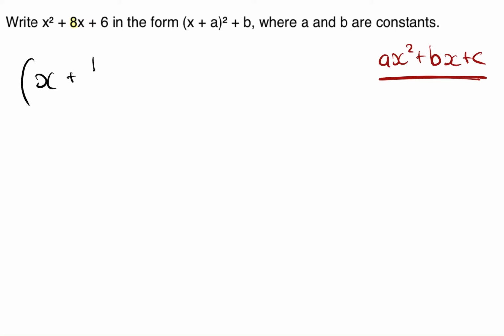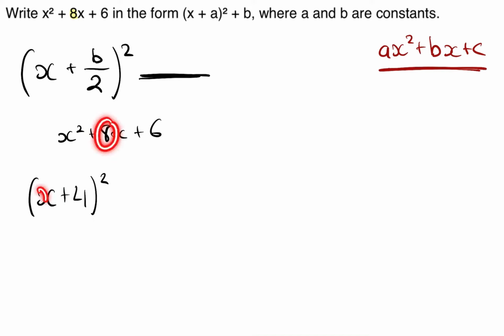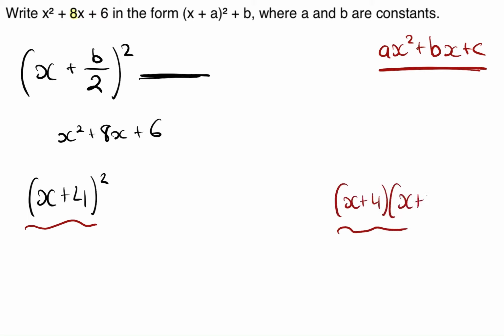We take our b value and we half it, and then we square the value, and then here we're going to find the difference, and I'll explain what that means in a moment. So x squared plus 8x plus 6. Here I've halved the 8 and get x plus 4 squared. Let's have a look at what this equals over here. When we square something, we multiply it by itself, and that gives us x squared plus 4x plus 4x, and that equals.